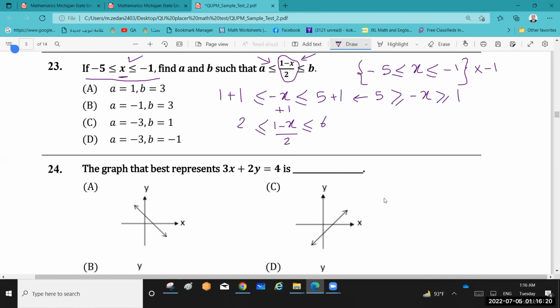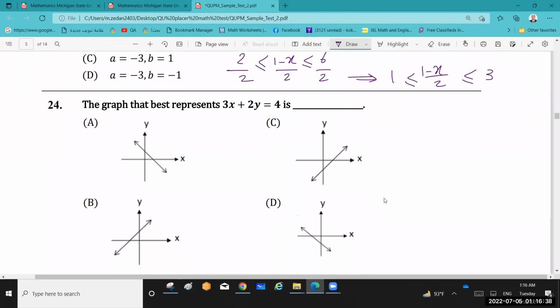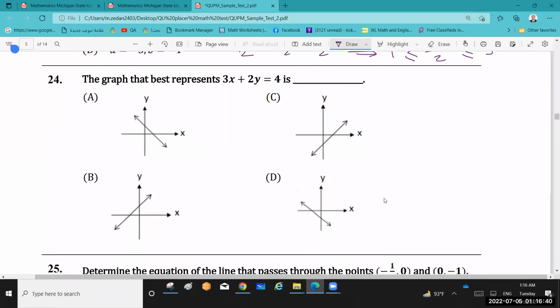Finally divide by 2. Okay, so the answer is that 1 minus x over 2 will be bigger than or equal to 1 and less than or equal to 3. Thank you, that's it. So the a and b here must be 1 and 3. Where is 1 and 3 here? Yeah, a. Okay, the graph that best represents 3x plus 2y is equal to 4 is what?